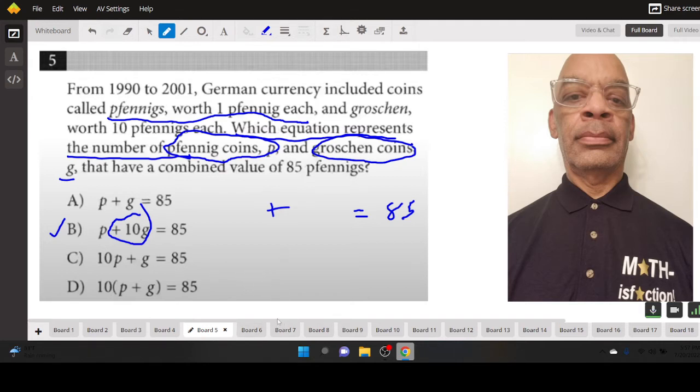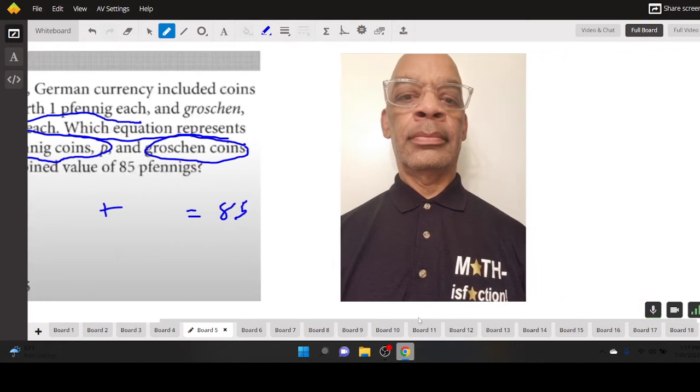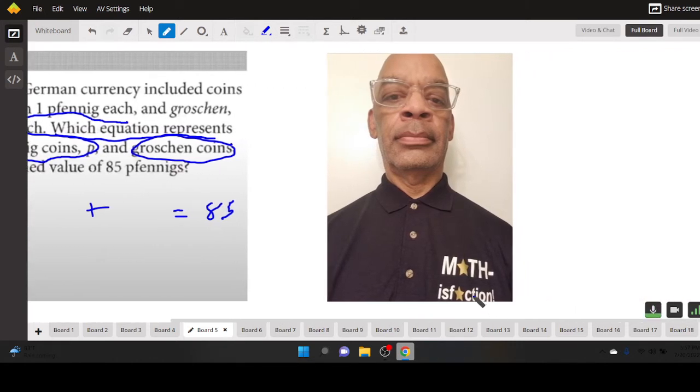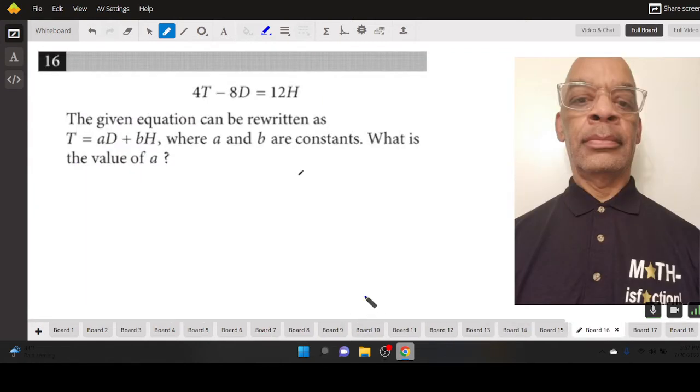Now I would skip ahead to 16 through 20 to allow myself time to attempt these problems that are not multiple choice, and then return to the others.